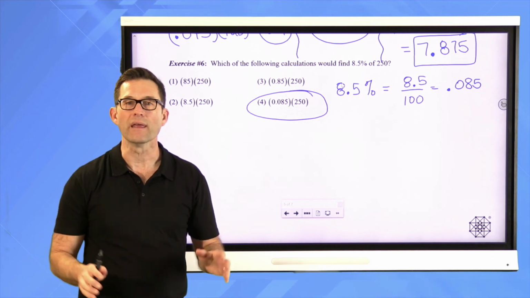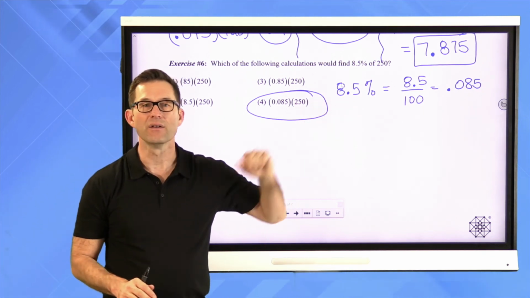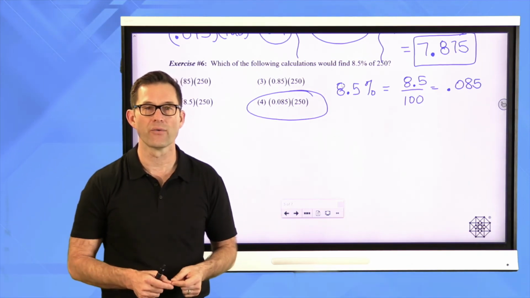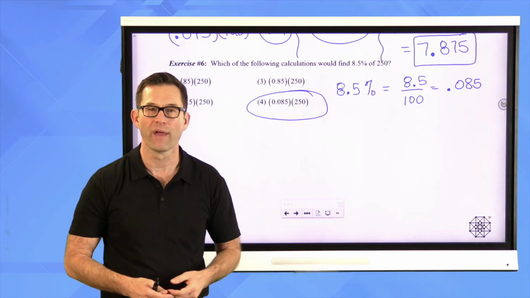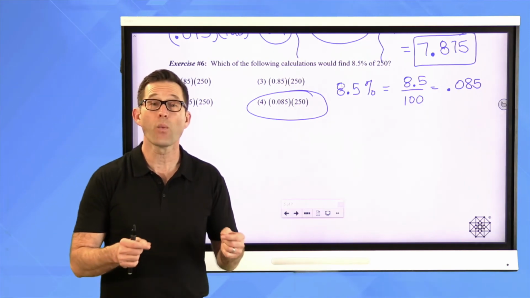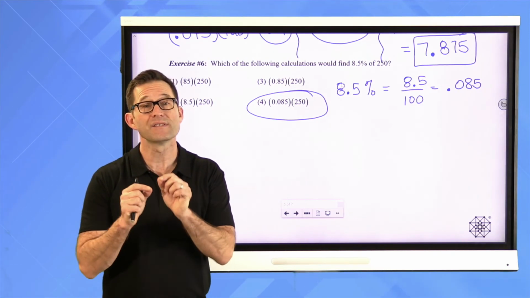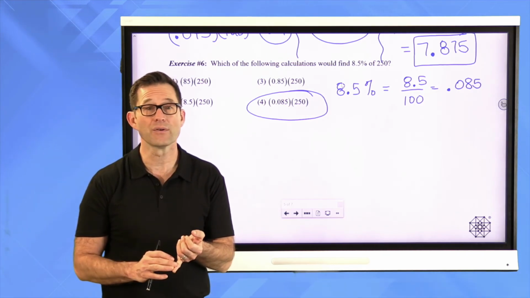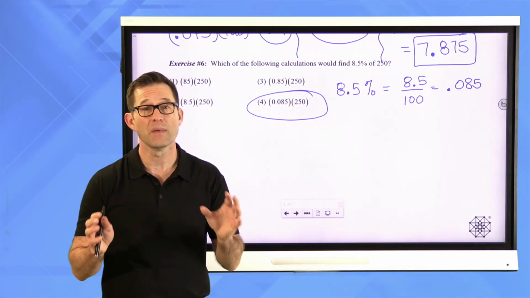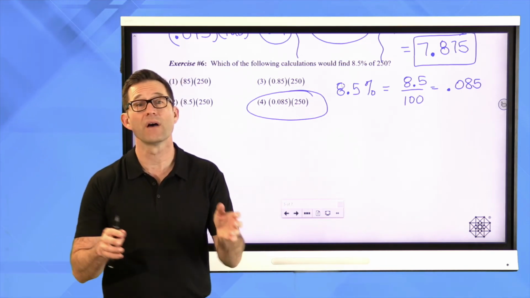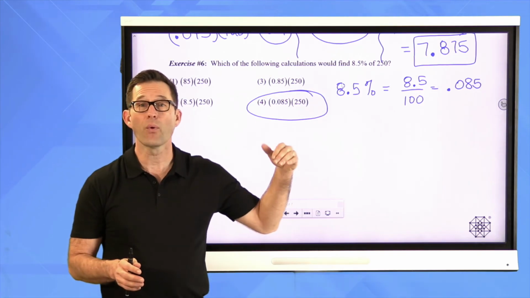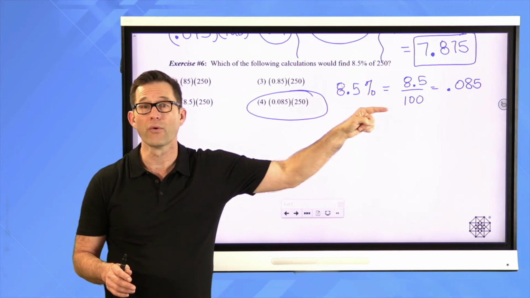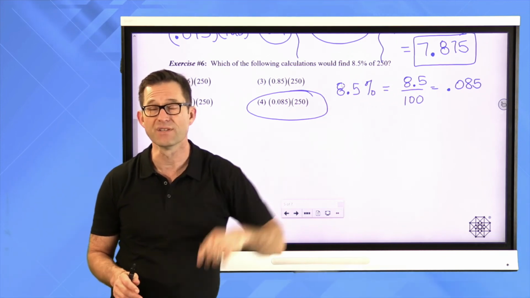A percent, honest to goodness, is just a way of writing a fraction whose denominator is 100 without having to put the 100 there. That's all it is. In fact, that's why it's per cent, right? Cent means 100. A century has 100 years in it, right? Cent means 100. That's why there's 100 pennies, 100 cents in a dollar. So 8.5% means 8.5 per 100, which is the equivalent of 0.085.